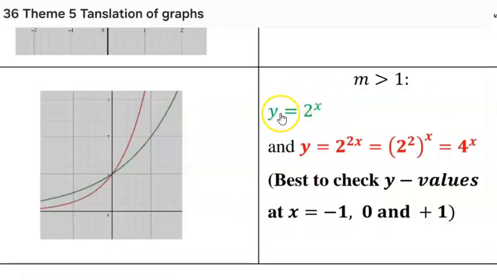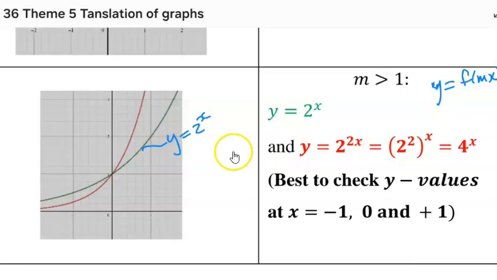Let us now look at again y equal to 2 to the x, our exponential function, our mother graph. If I now put 2x, remember we're dealing with y equal to f of mx. We're dealing with this function. If I put 2x in place of x, then I can rewrite it as 2 to the 2 to the power of x by using the laws of exponents. So that means we actually have a new exponential function with base 4.